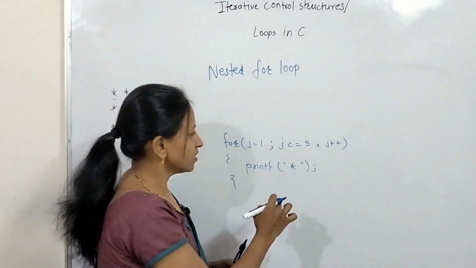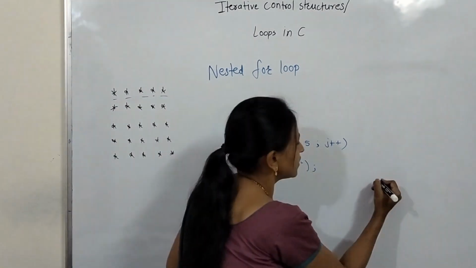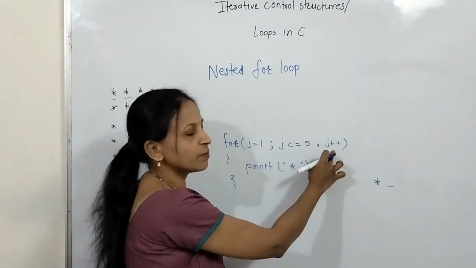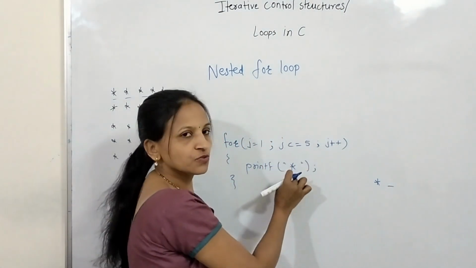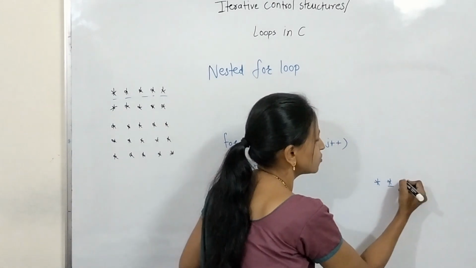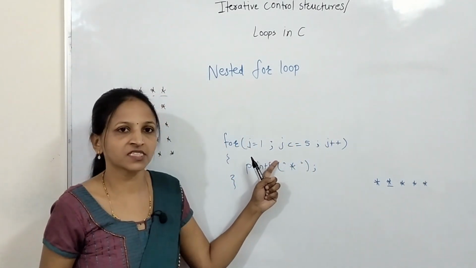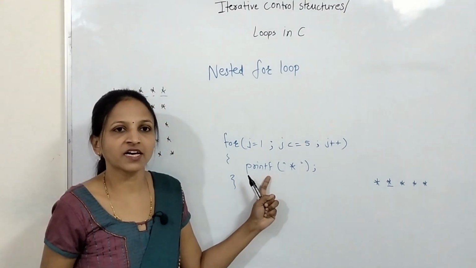Initially j is 1, the condition is true, it will display 1 star, then the cursor will be here. Again j will become 2, again the condition is true, it will display the second star, and so on up to 5, it will display 5 stars. Whenever j becomes 6, it will stop displaying stars.